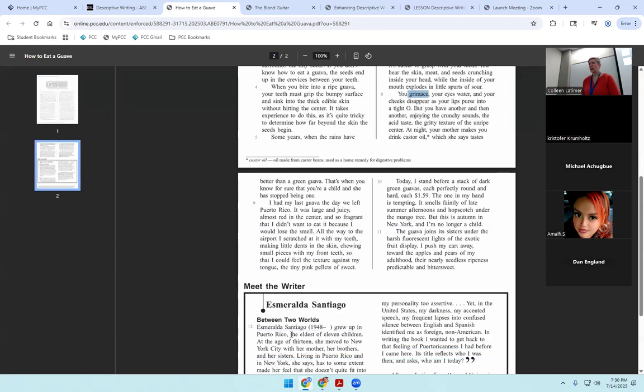Okay, the next one they're asking about is pellet. "I could feel the texture against my tongue, the tiny pink pellets of sweet." What does pellet mean here? Something round, probably. Probably something round. Yeah, that's really good. Large or small? Probably small. Pellets are often small, or we would describe them differently, like balls or boulders.